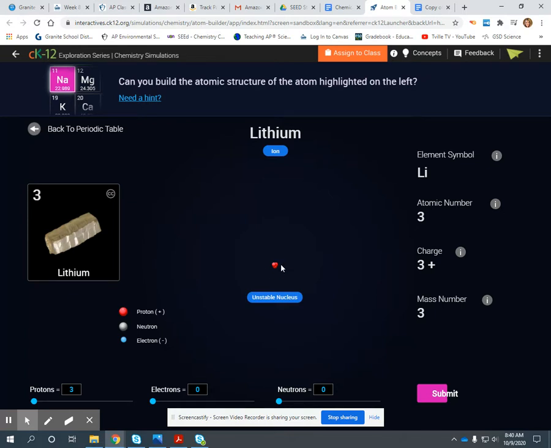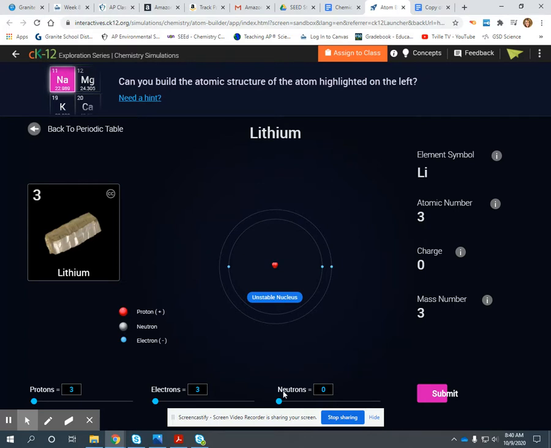Okay, well, how many electrons is lithium going to have? Again, we want our atom to be neutral, so if I have 3 positive charges, I need to add in 3 negative charges. So I'm going to move my slider over to 3. 1, 2, 3. Notice 2 of these electrons are in the inner shell, and 1 of these electrons is in the outer ring. It's a valence electron. So lithium has 1 valence electron.